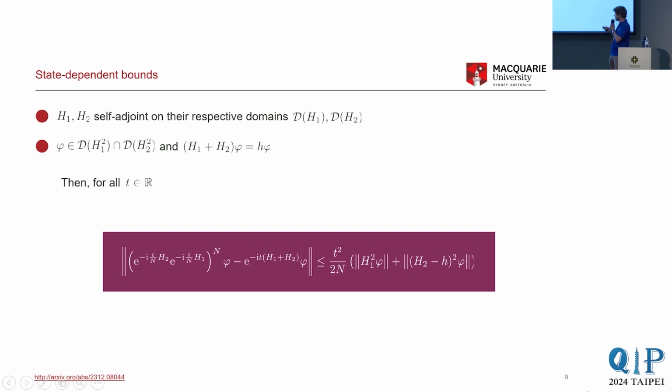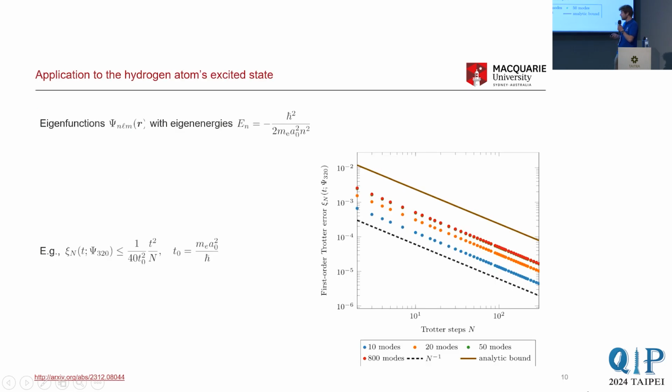And so these bounds have a quadratic dependency, so I act with h1 squared on phi and with h2 squared on phi, and this h is just the eigenvalue of this phi. And so with these bounds, we can for the first time compute non-trivial Trotter error bounds for continuous degree systems, so for atomic and molecular Hamiltonians.